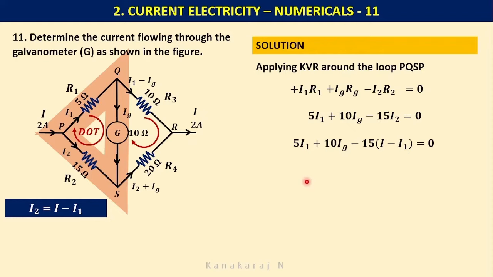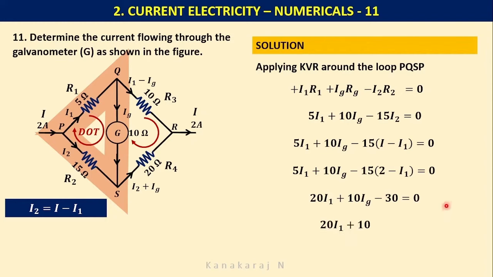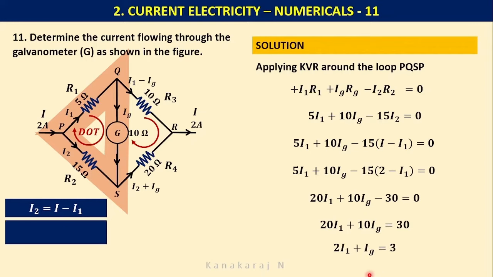Here we expand this: 5I1, then minus into minus plus 15I1. So 5I1 plus 15I1, we get 20I1. I is substituted as 2. So 20I1 plus 10Ig minus 30 equal to 0. This 30 goes to the right hand side and becomes plus 30. Now we divide the equation by 10. So we get 2I1 plus Ig equals 3. Let us write it as equation number 2 in the left corner.